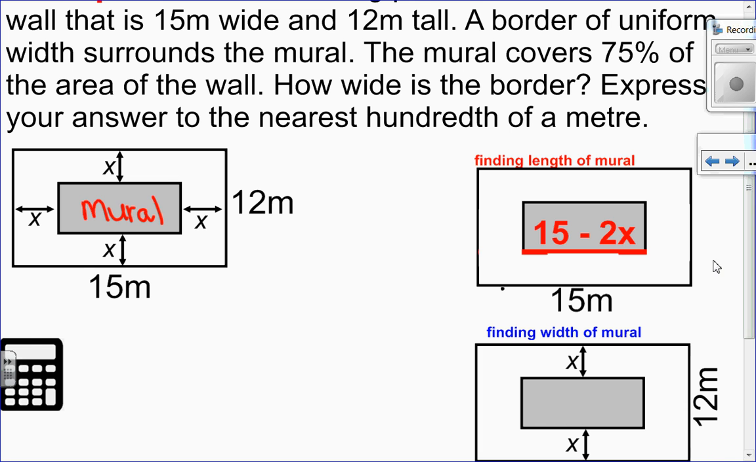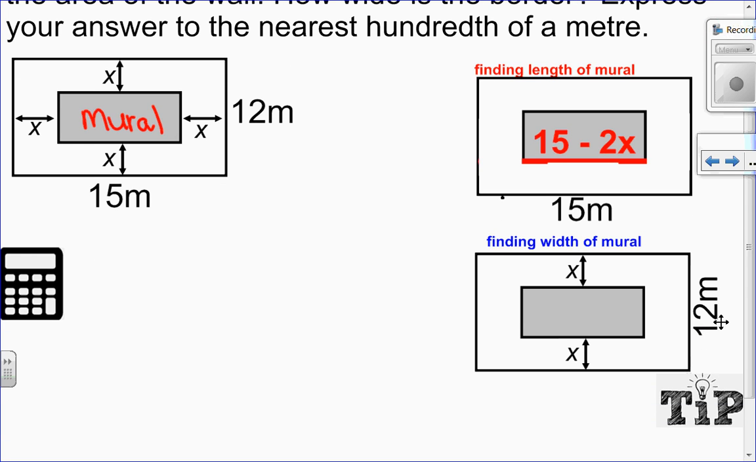Let's do the same thing for the width. So the width of the mural is 12. So looking at that, it is 12. Now, 12 is the height or the width of the wall, not the width of the mural. If you slide this up here, you can see it's not the width of the mural.